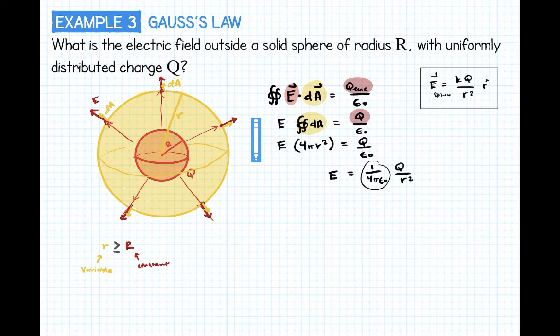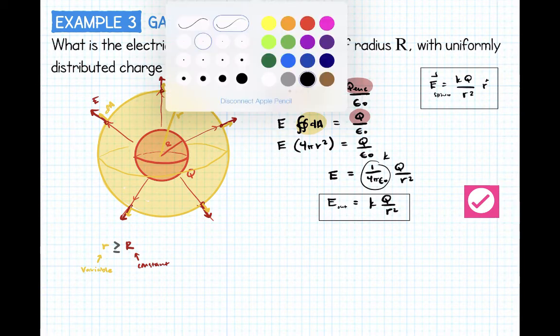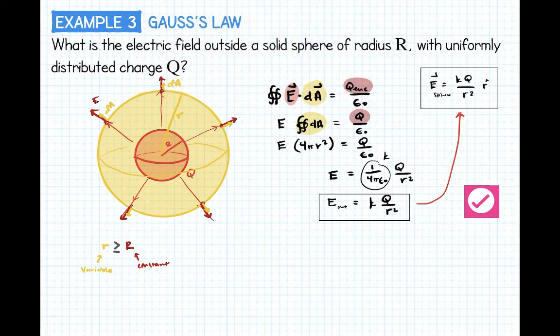Well, fun fact, 1 over 4 pi epsilon naught is actually just K. So we can rewrite this as E for our sphere. And actually we don't need to write sphere, but just for r greater than or equal to R, right? So outside, that's going to be KQ over r squared, just like we thought it would be. So that means this matches with this, and we're all good.